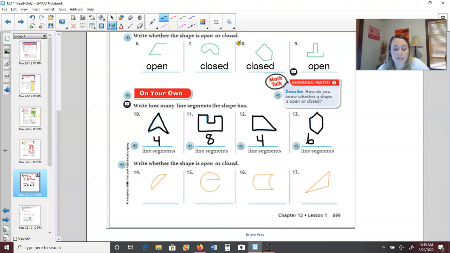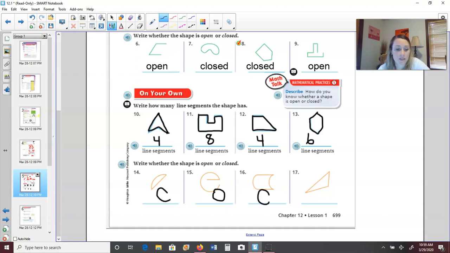Number 14 through 17, write whether the shape is open or closed. I think you can see number 14, I'm going to put a C for closed because it starts and ends at the same point. Number 15 is an open shape.